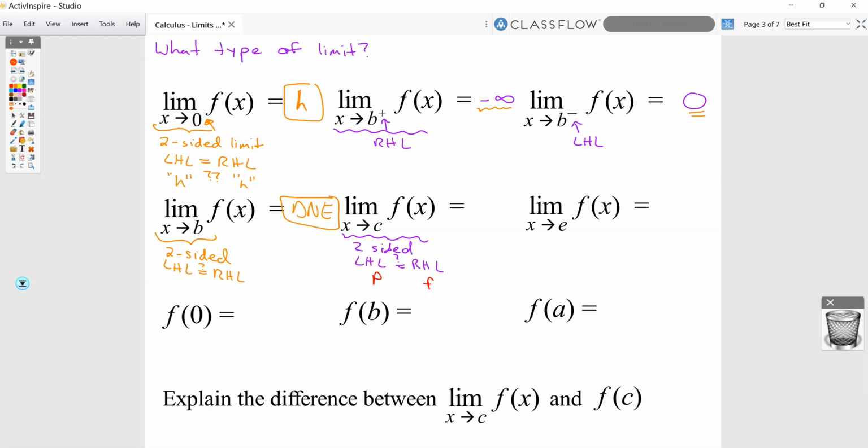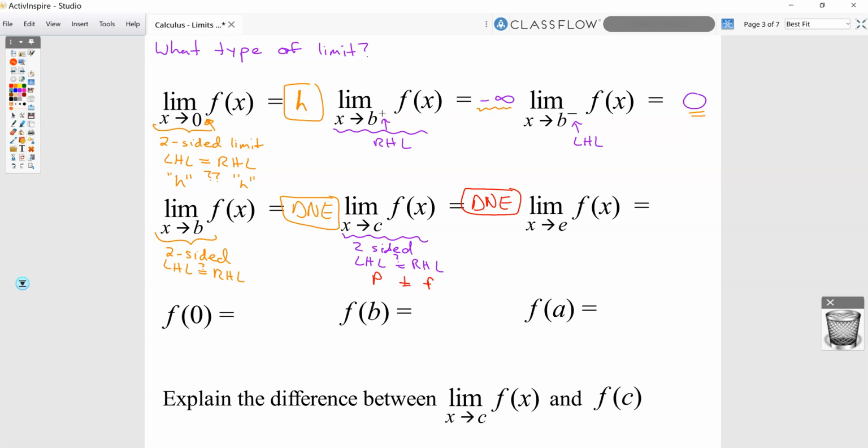Well, the Y value P and the Y value F are not the same, so these do not equal each other. So that tells me that my two-sided limit, again, does not exist. The left-hand limit and the right-hand limit do not equal each other. All right. Does that seem like it's making sense to you?